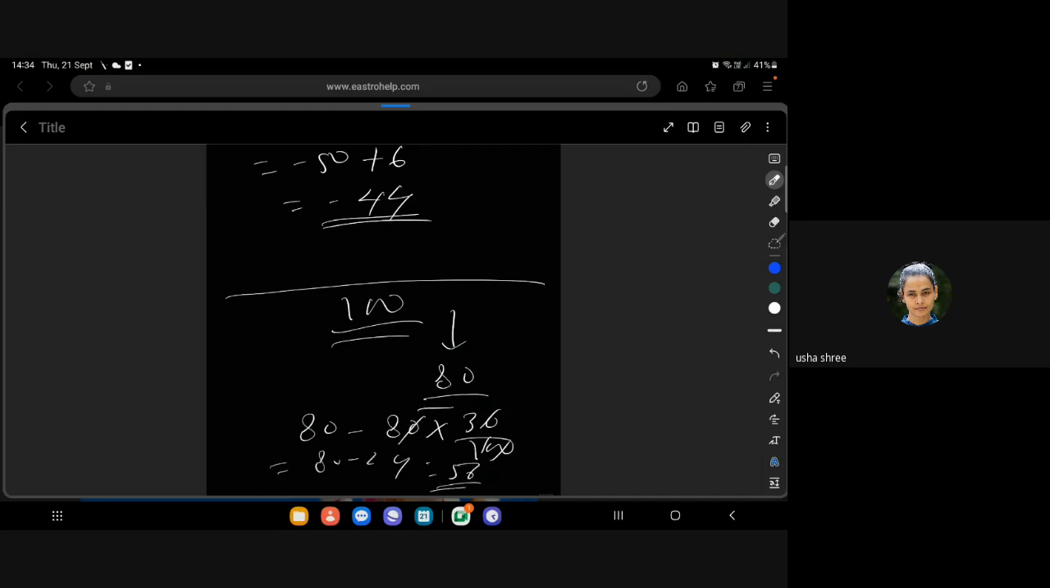So what is the net change? It was 100 actually. Now you are getting it at 56. So it is a 44% discount. You can use either procedure, whichever you feel comfortable with.